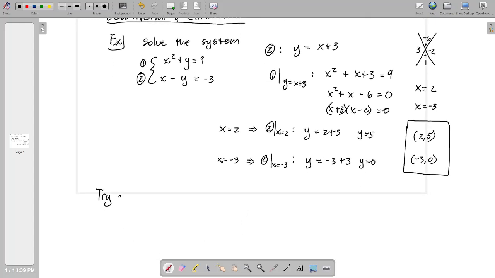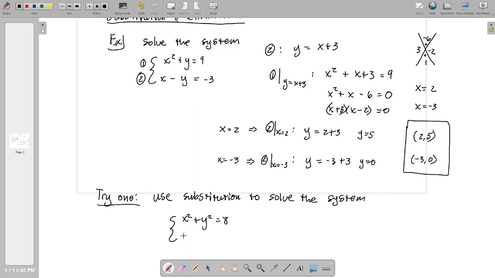Try one on the accompanying worksheet. Use substitution to solve the system. X squared plus y squared is equal to 8, and x plus y is equal to 0.